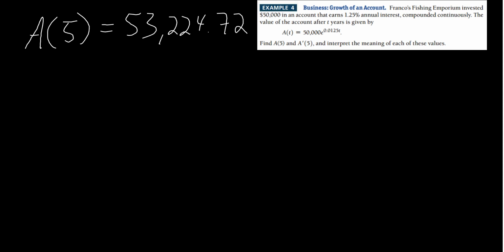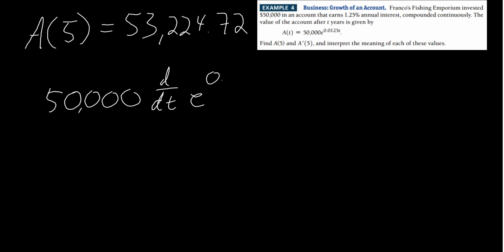Anyways, next up we need to find A prime of 5. So what we need to do now is find the derivative of A of t, and then substitute 5 in for t. Finding the derivative of this function is pretty easy, I think. This is one of the easier ones we've done today, minus example 1, I guess. So we would say 50,000, and then we're taking the derivative with respect to t of e raised to 0.0125t.